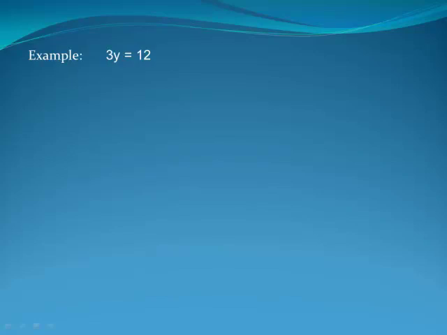Let's say you were asked to solve for y. 3y is equal to 12. Notice that 3y can be rewritten, if you wanted to, as 3 times y, because if there's no operation written in between the constant and the variable, it's understood multiplication. We just talked about isolating the variable. We want that y by itself. So to isolate that variable, we need to get rid of the 3, which is being multiplied. According to opposite operations, the opposite of multiplication is division.